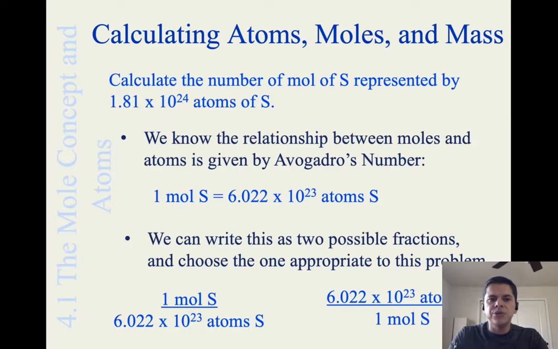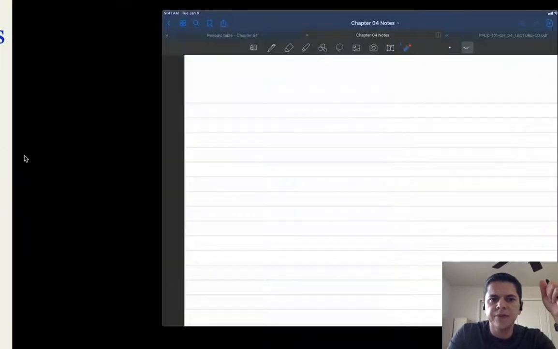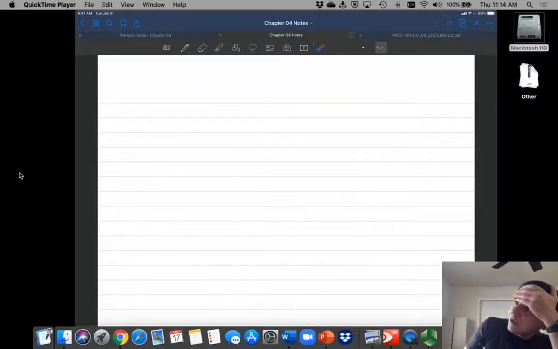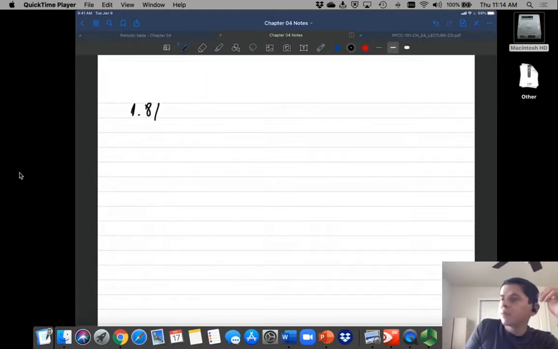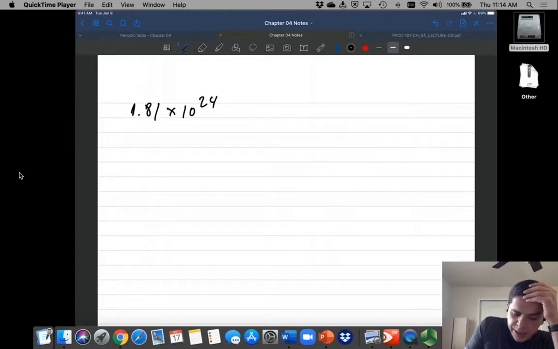So we're going to start doing an example here, and this one says calculate the number of moles, sometimes it's said number of mole, of sulfur represented by 1.81 times 10 to the power of 24 atoms of sulfur. So let's get this out of the way and write it in here. So we have 1.81 times 10 to the power of 24 atoms of sulfur.